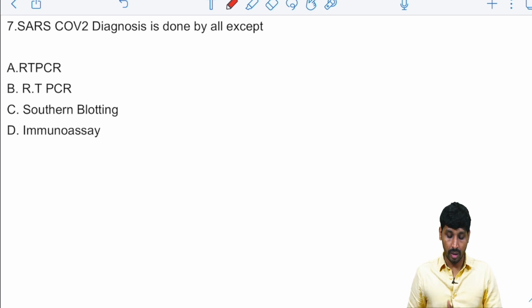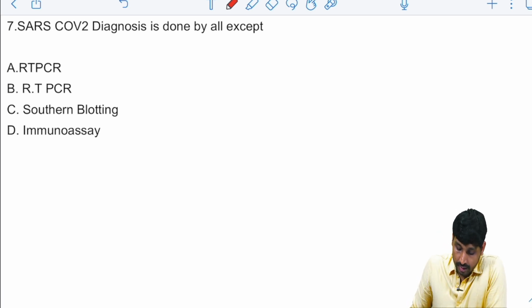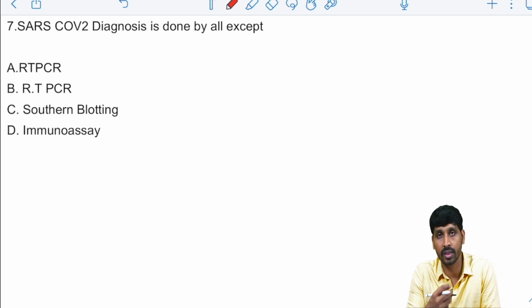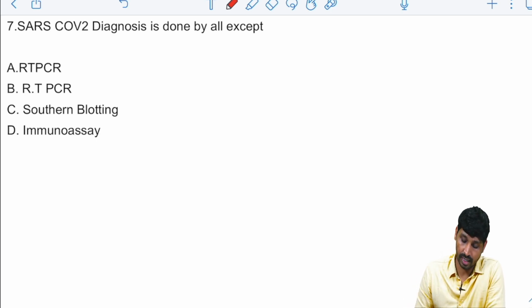Seventh question, SARS-CoV-2 diagnosis is done by all except. So what is this SARS-CoV-2? Because of this pandemic, everyone has come across this, right? What is the test for SARS-CoV-2? RT-PCR. What do you mean by RT-PCR? PCR has n number of types. Real-time PCR is there, right? Reverse transcriptase PCR is there. So what has he asked here? SARS-CoV-2 diagnosis is done by all except what?